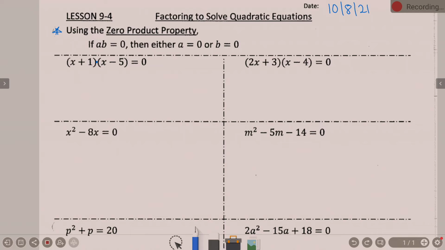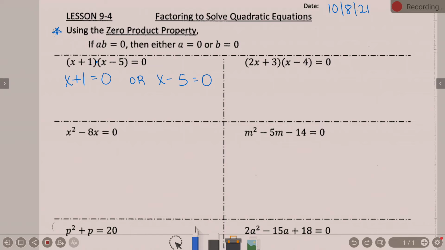And so since we're going to want our equations equal to 0 today, these two things multiply to equal 0, then we can say either x plus 1 equals 0, or x minus 5 equals 0. Okay? So that's the idea, the equation has to equal 0, and it has to be factored. But then two pieces multiplying equals 0, you set each part equal to 0. Right?